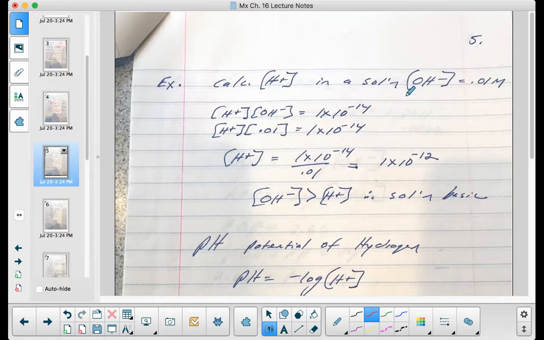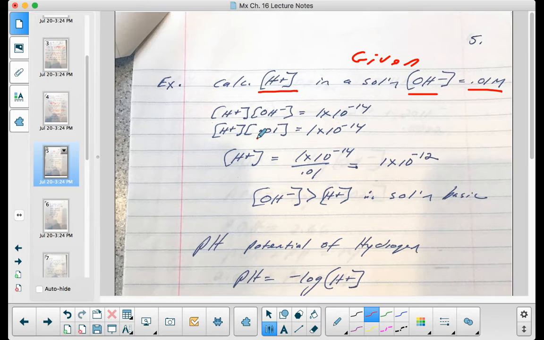Okay, how are we going to calculate the hydrogen ion in a solution? So let's say we have, this would be our given information here. Let's say we have hydroxide ion concentration at 0.01 molar. Well, all we have to do is take our equation, hydrogen ion times hydroxide ion is equal to 1 times 10 to the negative 14.